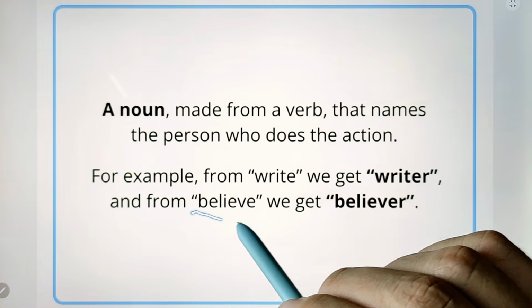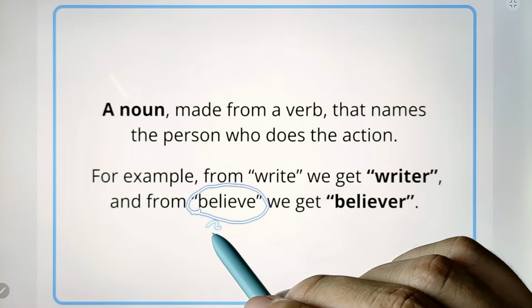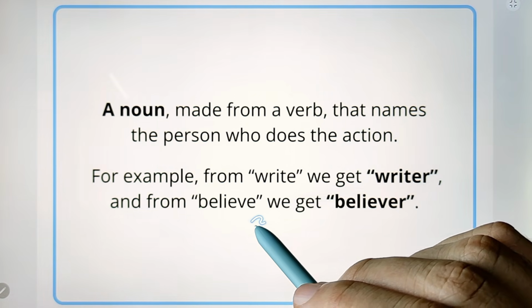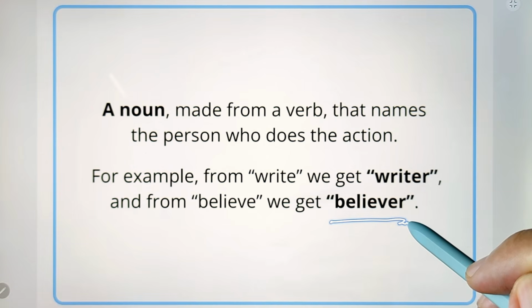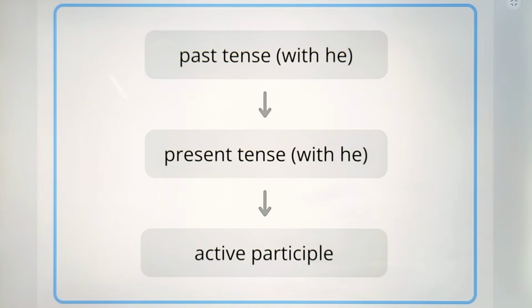Same as if we have the verb believe, the person who does the action of believing is called a believer. So that in Arabic is called ism fa'il. Today we will learn how to make ism al-fa'il from the non-3-letter verbs or fi'l ghayr thulathi.